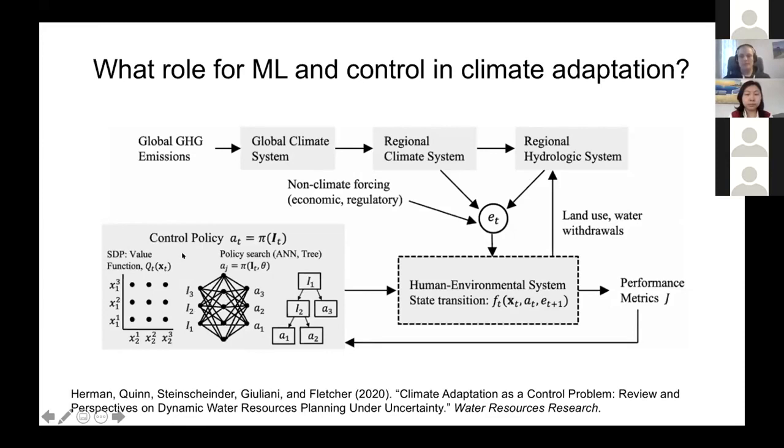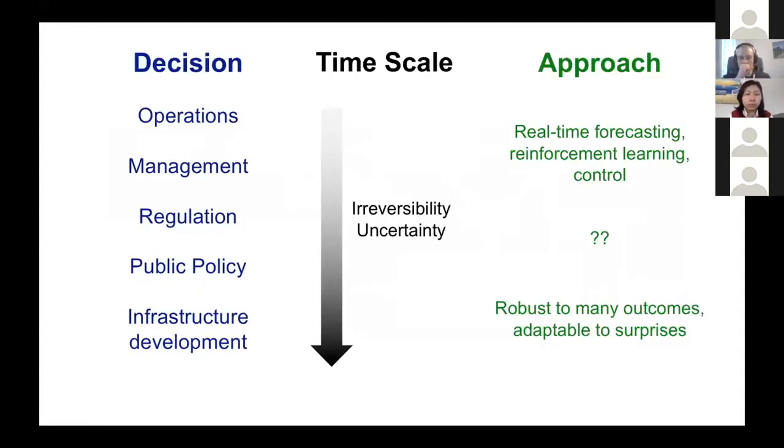But this is really put to a challenge when we're talking about climate change, and can these methods really be extended to looking at multi-decadal decision making? So the way that I really think about this is that we need to tailor the forecasting and decision-making approaches that we use to the type of decisions that we're talking about. And so the decisions that we use in water resources range from operations and management all the way to public policy and infrastructure development.